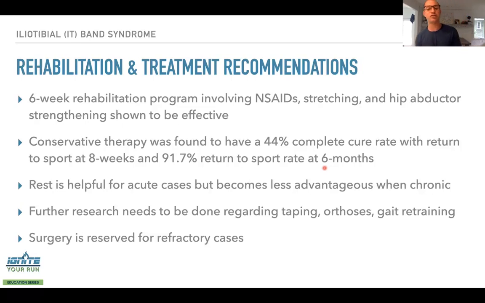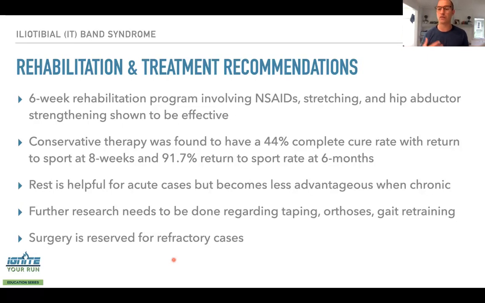Rest is helpful for acute cases. I think it's important to understand the difference between an acute injury and a chronic injury. Acute, again, this just happened. This just happened today, this just happened yesterday. You're somewhere within 4 to 6 days of that initial injury. If that's the case, resting is very advantageous at that point, so that we don't continue to irritate that fat pad and that tissue between the IT band and the knee joint. But once this becomes chronic, rest is really not as helpful.